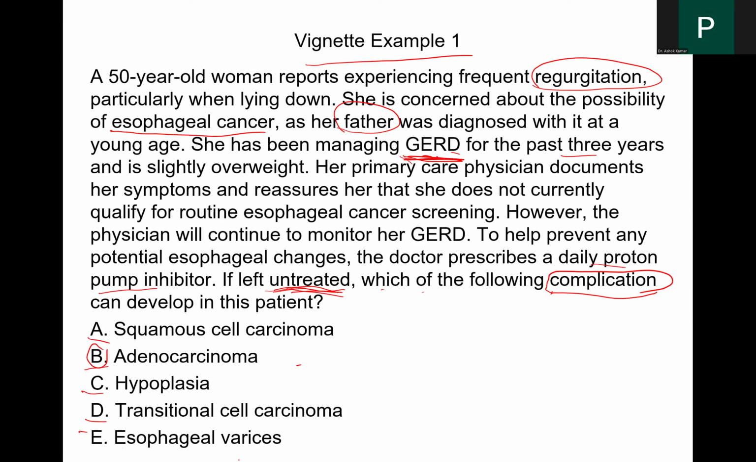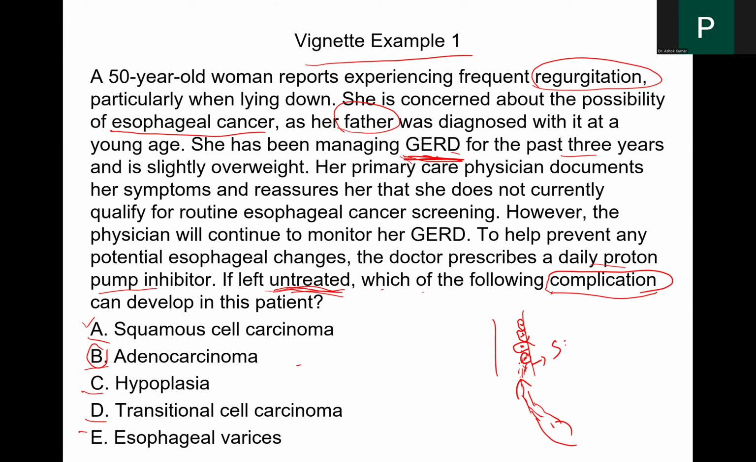But you read all the options. If you jump, some people will say A, squamous cell carcinoma, because they think that the esophagus is lined by squamous cells. Yes, it is lined by squamous cells, but what was the patient suffering from? From the stomach, there was regurgitation of acid up into the esophagus. Due to acid, these squamous cells, due to chronic irritation, get transformed, with reprogramming of the stem cells.